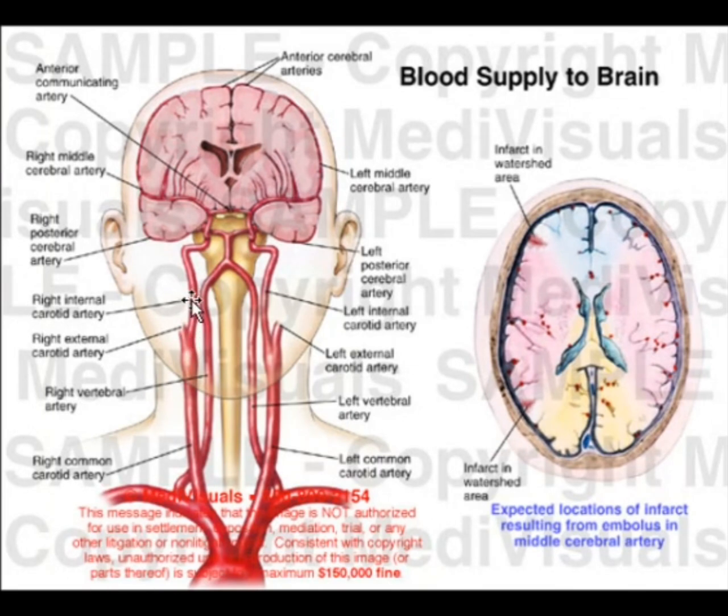Then the two internal carotid arteries are going to pass through the carotid canal. The carotid canal is within the skull bone. That's why I told you to come and look at the skull. They pass through the carotid canal and enter the cranial cavity, where they begin giving off branches to the brain.